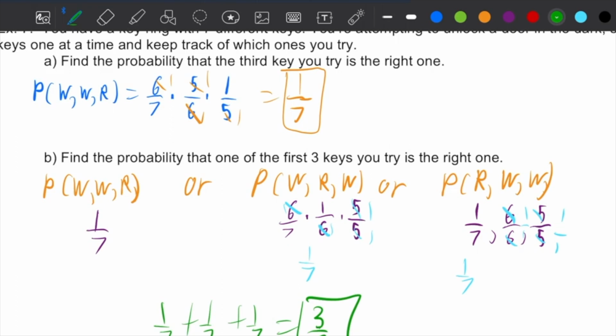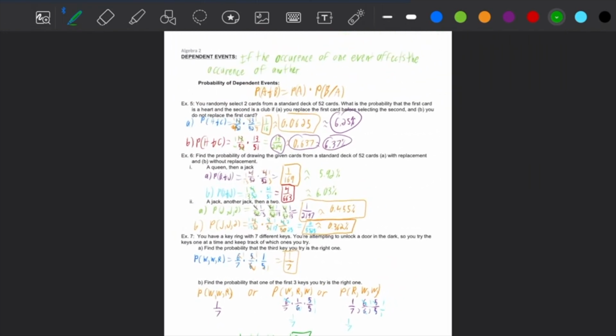All right, that is it today for section 9.6.